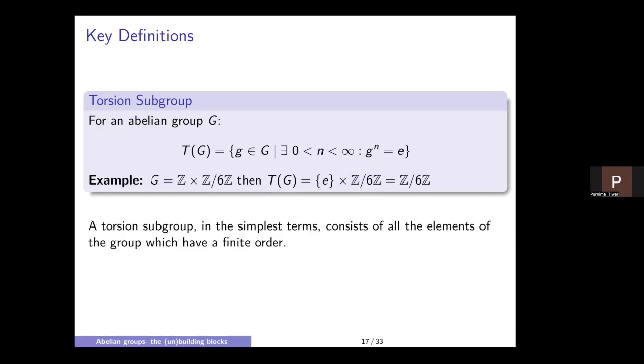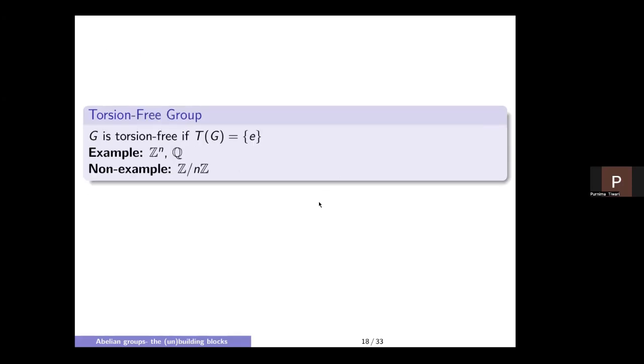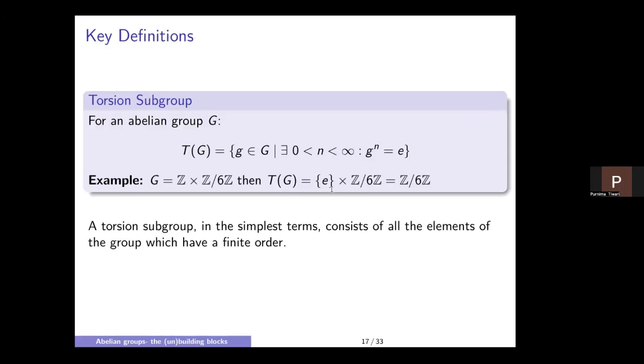Consider the example. We have G equal to Z cross Z6. Then the torsion subgroup of G would be essentially Z6, but we can also write it as this. Here we can denote the trivial group as this, where this becomes 0 for us, and hence the free part is the trivial group.